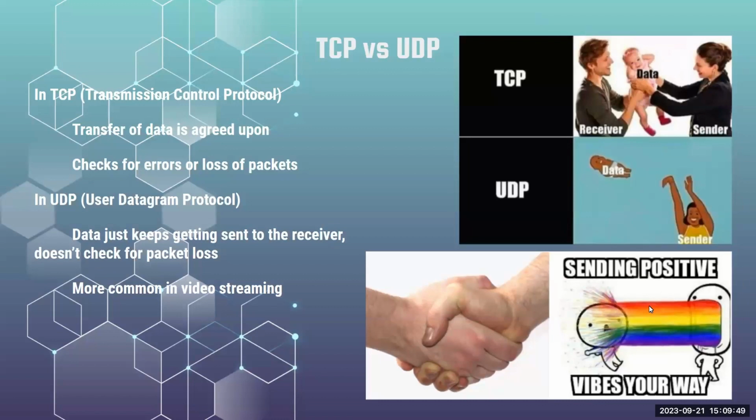So this one here, the sending positive vibes your way, that's more UDP. It just doesn't even care. It's just sending it out. And this handshake is what we're going to see in the next slide, which TCP uses, which is called the three-way handshake.